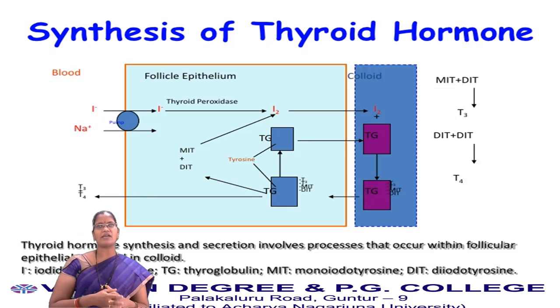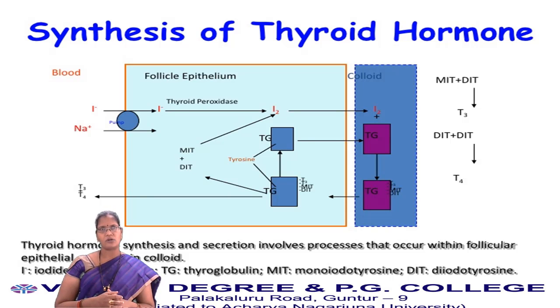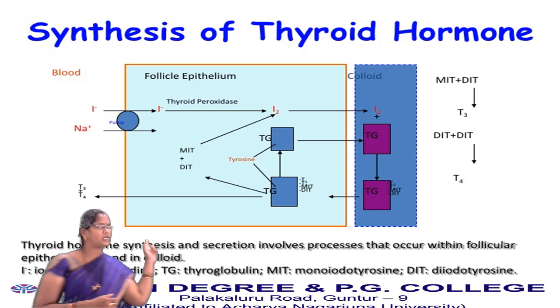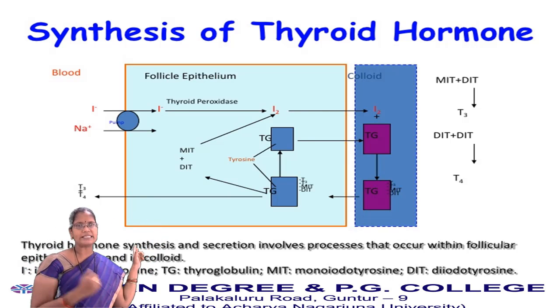Coming to the synthesis of thyroid hormones. I said that the thyroid gland mainly secretes two types of hormones, T3 and T4. The first step is iodine trapping, where the iodine present in our food will be trapped. The second one is organification of iodine. The third is coupling of iodine. Next are formation of thyroid hormones, release of the thyroid hormones, and effects and functions of the thyroid hormones. This is a picture which exhibits the thyroid hormone synthesis.